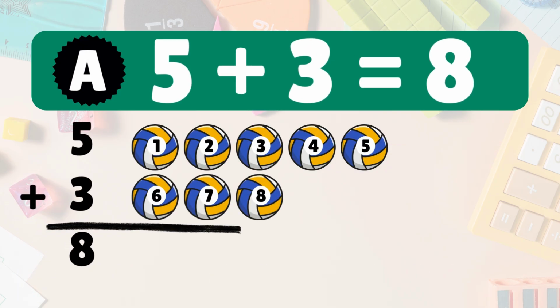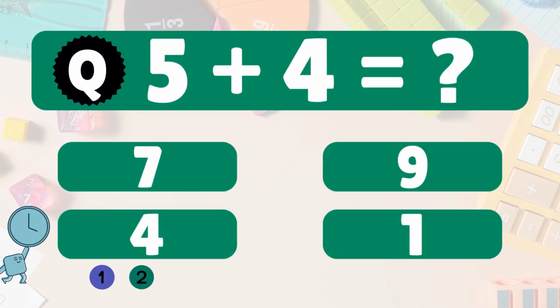5 plus 3 equals 8. Let's count. 1, 2, 3, 4, 5, 6, 7, 8. 5 plus 3 equals 8. High five. Next 5 plus 4 equals?